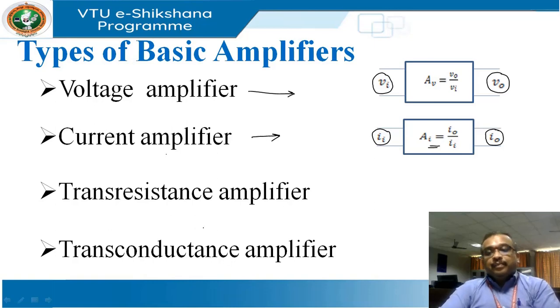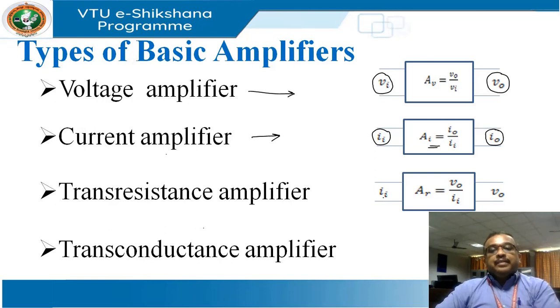Then we have something called a trans resistance amplifier. So in trans resistance, how do we represent a resistance? Resistance is nothing but V by I, correct? So if I want to represent the gain of this block, which we are calling a trans resistance amplifier, we write it as V0 by Ii. So the input will be a current quantity and the output will be a voltage quantity. Hence it is called a trans resistance amplifier.